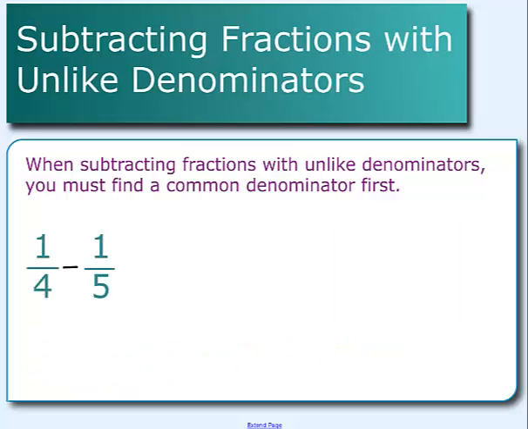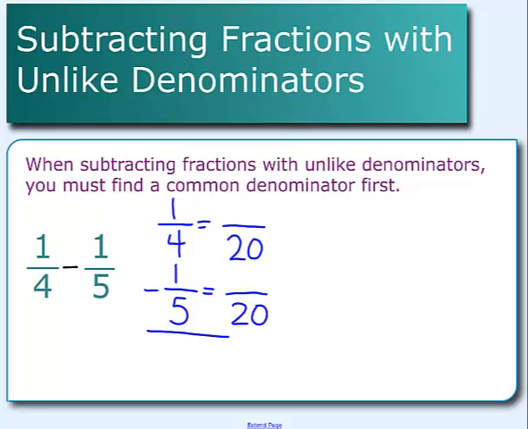So let's go ahead and solve this problem. 1/4 minus 1/5. We now know the denominator is 20. So I'm going to rewrite it in a vertical form. And I know that the common denominator is 20.